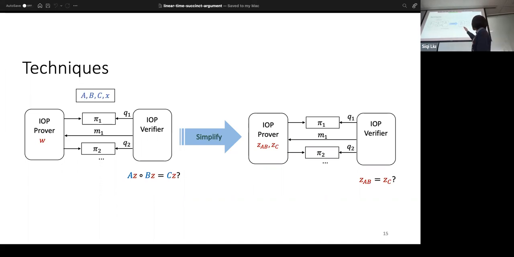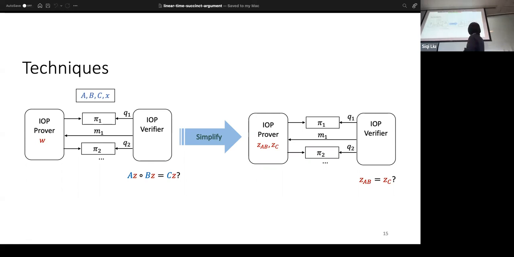So the language I'm going to actually focus on is the following. The language has no input at all, so epsilon, no input. Instead, the prover has two witnesses, ZAB and ZC, so two vectors. And it wants to convince the verifier that ZAB is equal to ZC. This is what the language itself is trying to do.